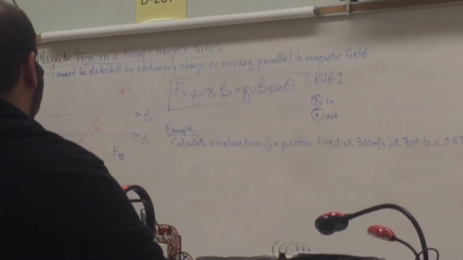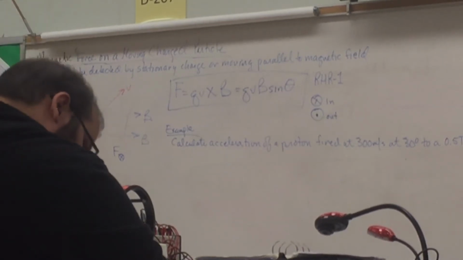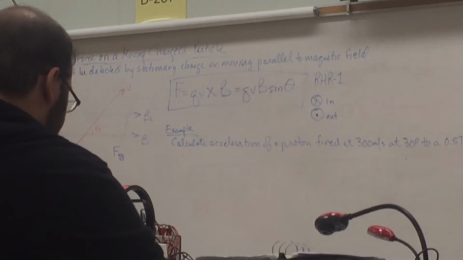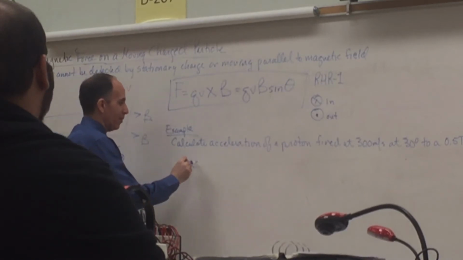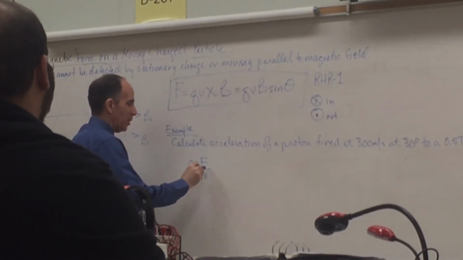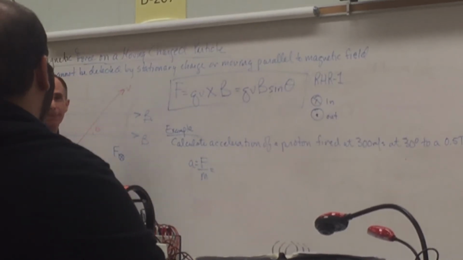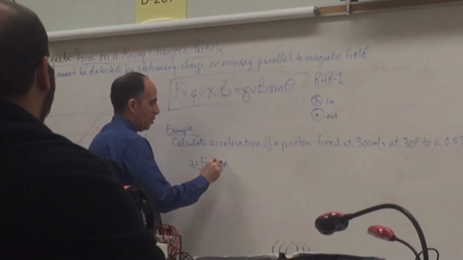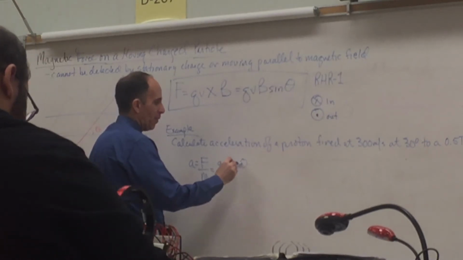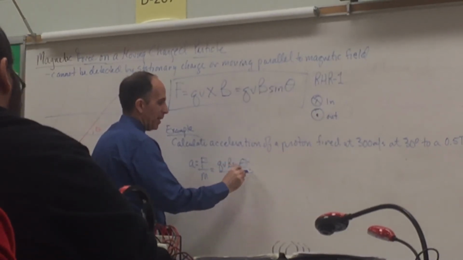Okay, so how would you get this answer? F equals MA, so A equals F over M, okay? And what are you going to plug in for F? QVB sine theta. So it's going to be QVB sine theta over M. So we play plug and play.